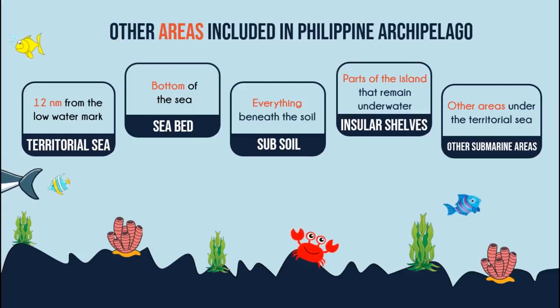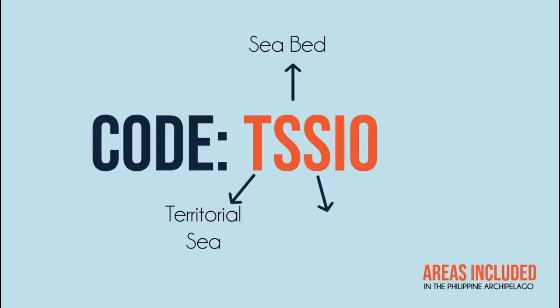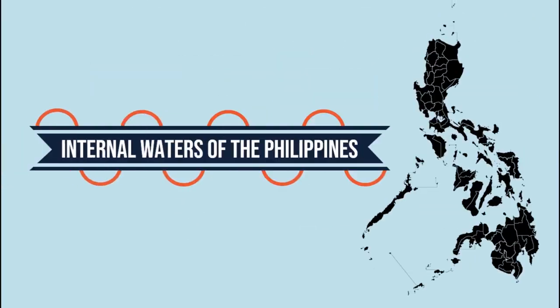To make it easier for us to remember this part, let's follow this code. TSSIO. T stands for territorial sea, S for seabed, another S for subsoil, I for insular shelves, and O for other submarine areas. Again, the code is TSSIO.